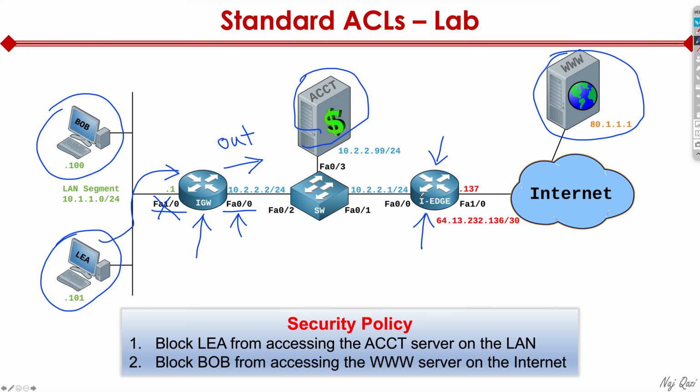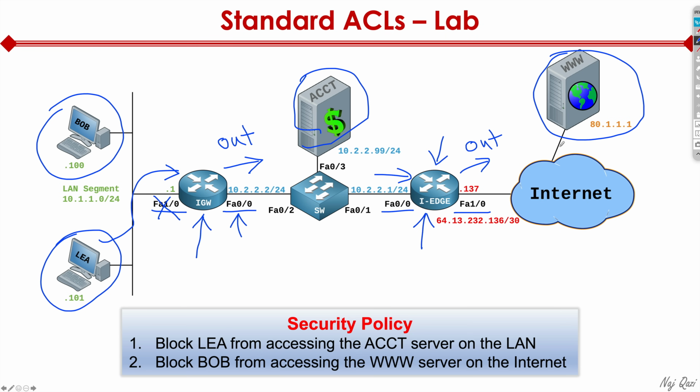And once again, which direction should we apply it in? If we do it in the inbound direction on fast 0/0, we may be cutting off Bob's access too soon. So what we need to do is actually apply it on fast Ethernet 1/0 in the outbound direction as the traffic leaves the internet edge router toward the internet. And that is essentially as close to the destination as possible based on the best practice recommendation.